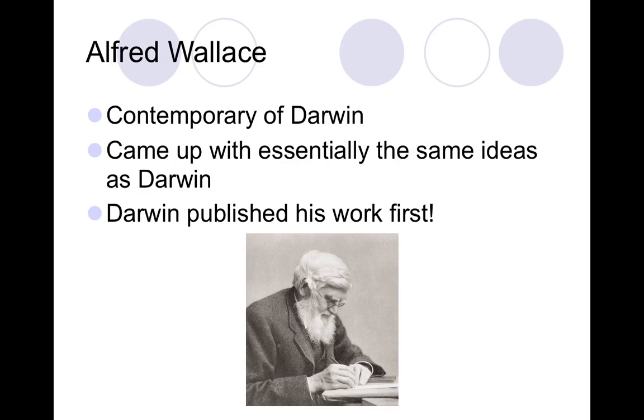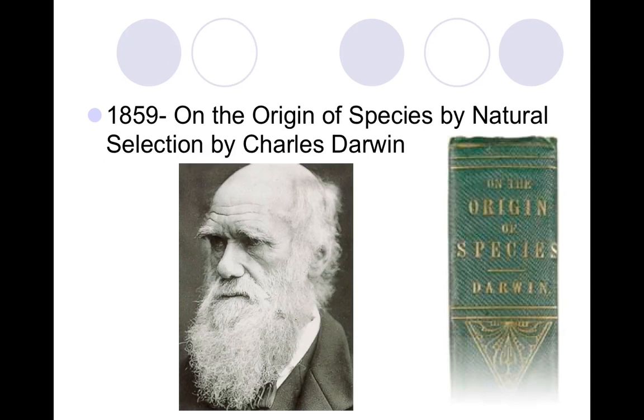Now, Alfred Wallace was the guy who kind of pushed Darwin into publishing his work because he was doing some of the same work and he was going to publish his work, and Darwin knew that if he published it first, he would get credit for it. So Darwin did publish his work. In 1859, Darwin's work was published. It was called On the Origin of Species by Natural Selection by Charles Darwin.